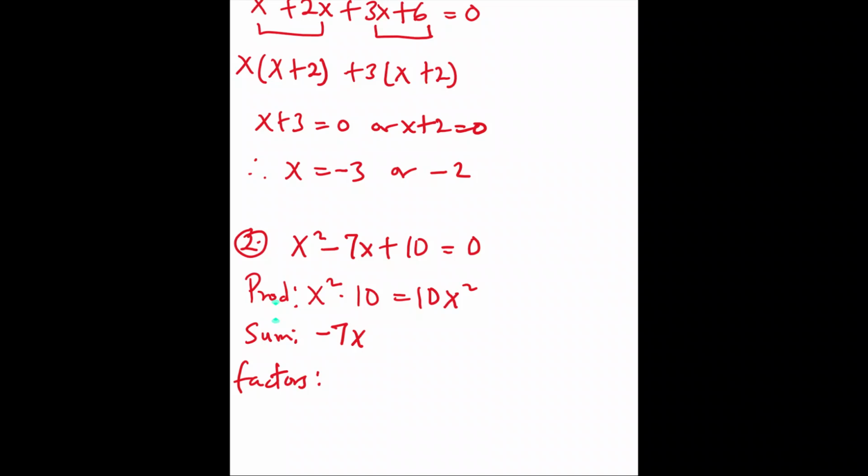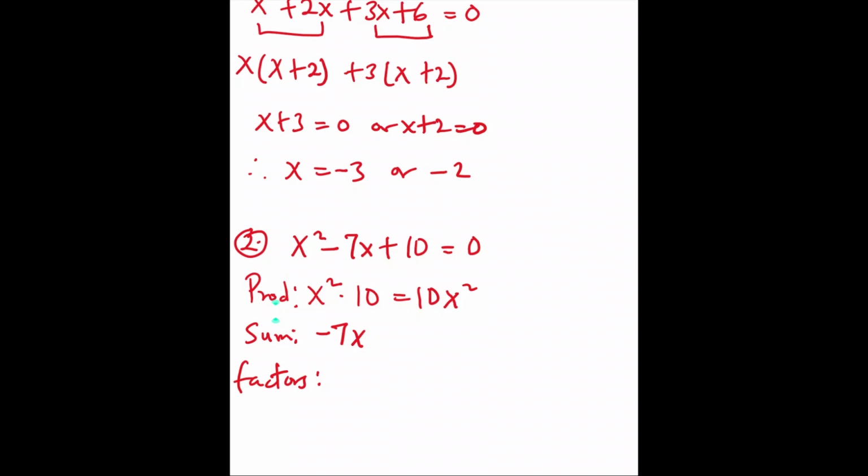If we do 1 times 10, that is x times 10x, which gives us 10x squared. But if we do x plus 10x, it gives us 11x, so we will not be able to get the sum. So we can look for two factors of 10 that multiply together to give 10. Let's do 2 and 5. If we do 2 times 5, we get 10, and 2x times 5x gives us 10x squared.